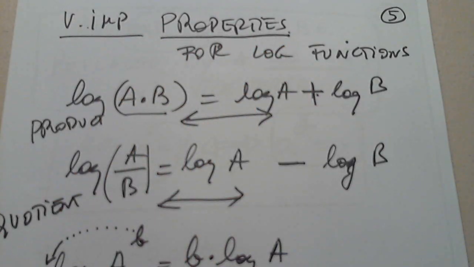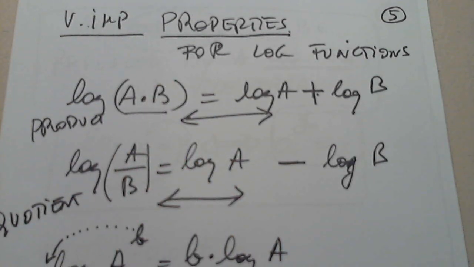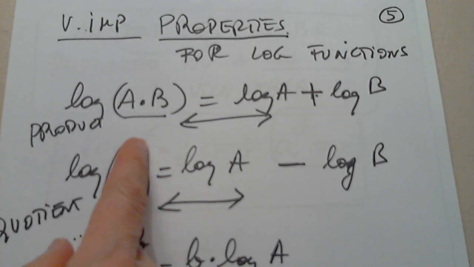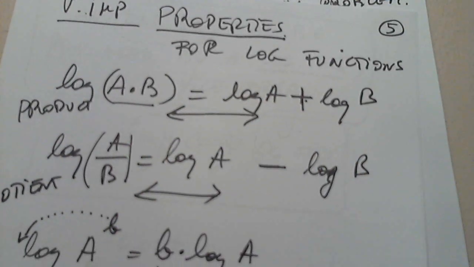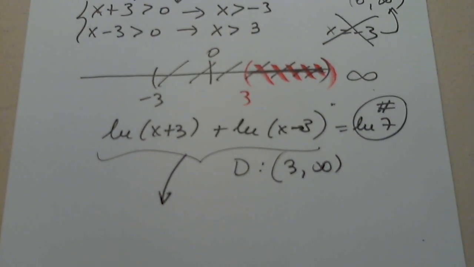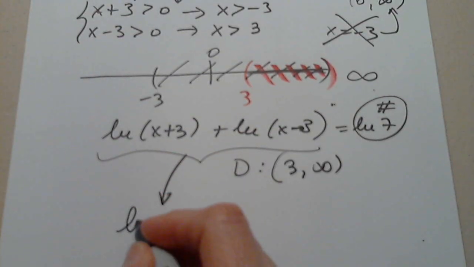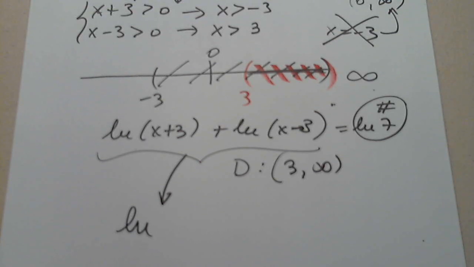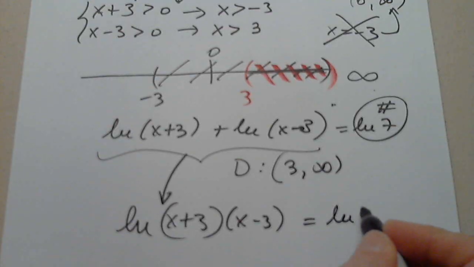Which of these properties is applicable in our case? Number 1, number 2, or number 3? The first one. Yes, because I have a sum of 2 logs, and I have to go back to this. Very good. So let's see how we write it. How do I condense this into one log? Is it log natural of x plus 3 times x minus 3? That's it. Perfect.